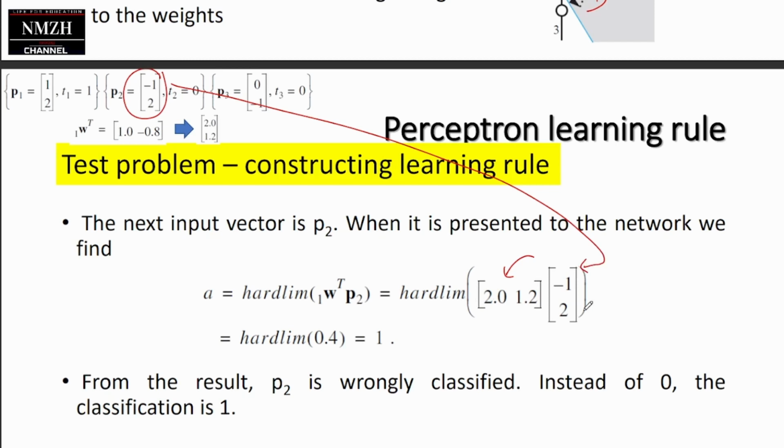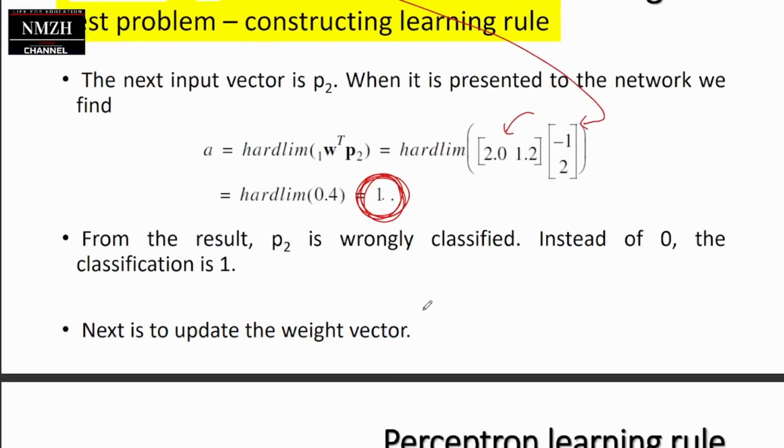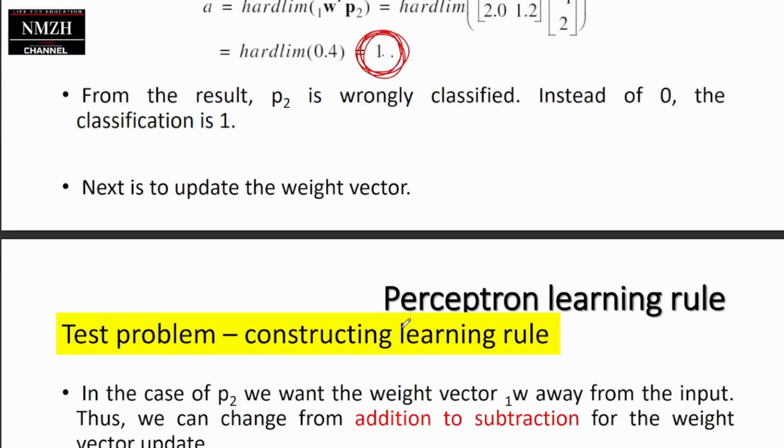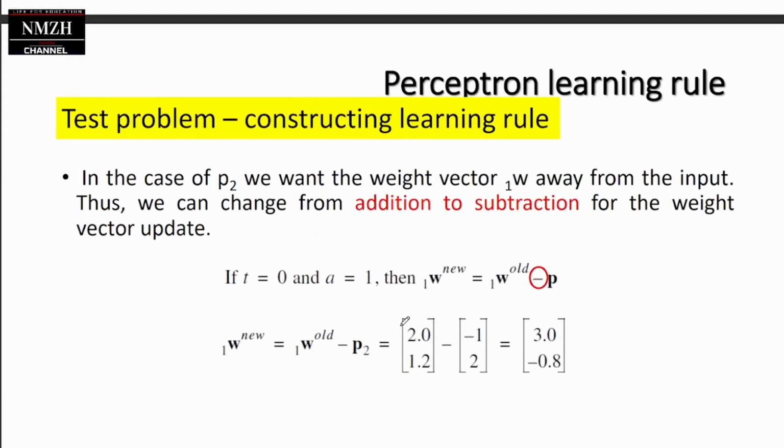Okay, we do the hard limit and we found out that we have 1. So 1 is actually not the target of our data. The target of the data is 0, meaning it is wrongly classified. So we need to update the weight vector again. Since the weight vector is too close to the input, we want to put it away from the input. So instead of addition, we do subtraction.